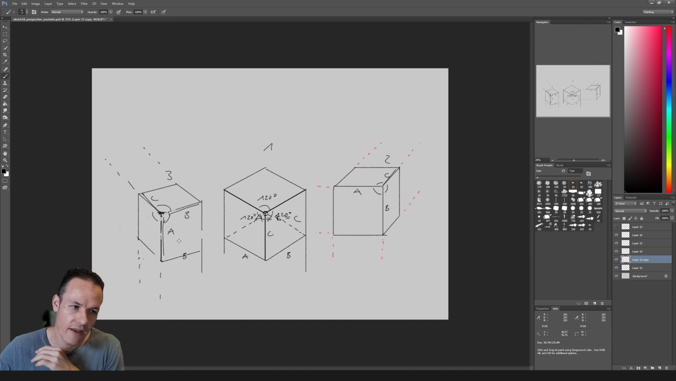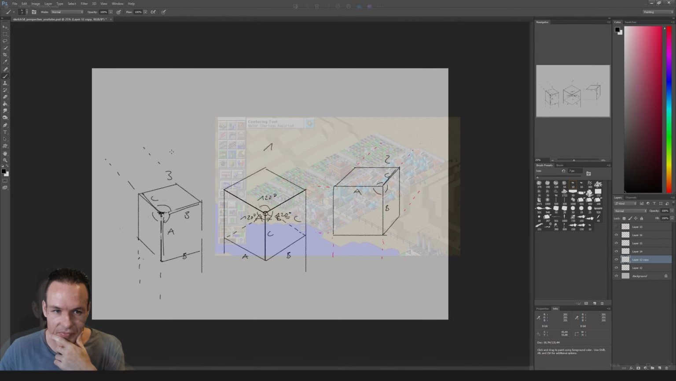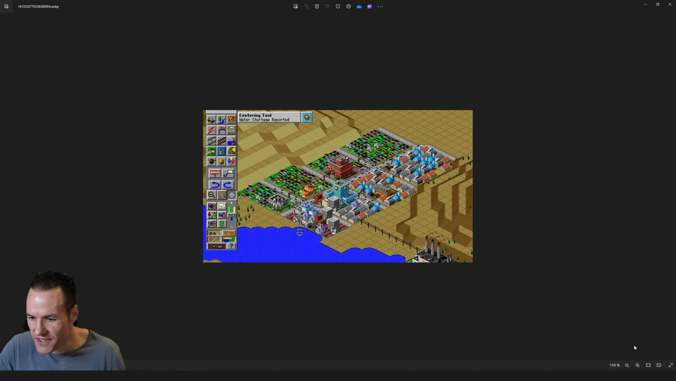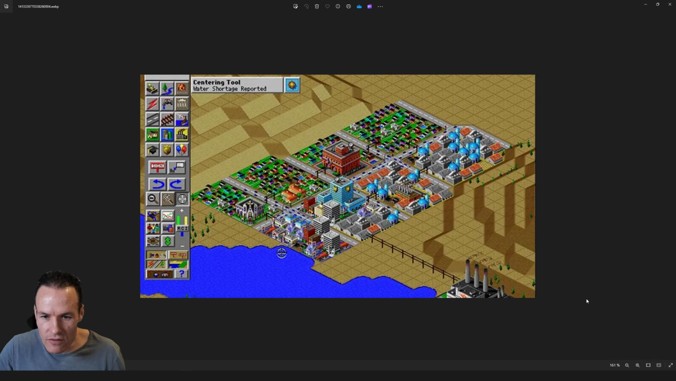So now that you know that, let's have a look at some images of some graphics. So I brought you guys some screenshots here. So this is very old SimCity, and as you can see from how the graphics are set up with the pixel raster, this is the closest you can get with pixel art to isometric.